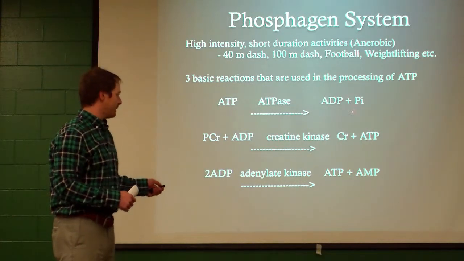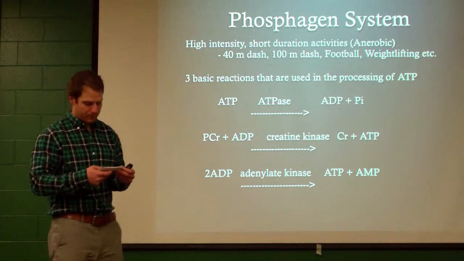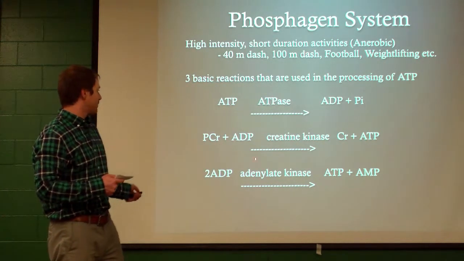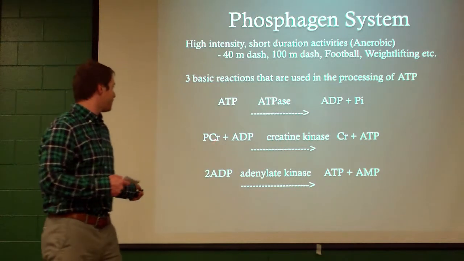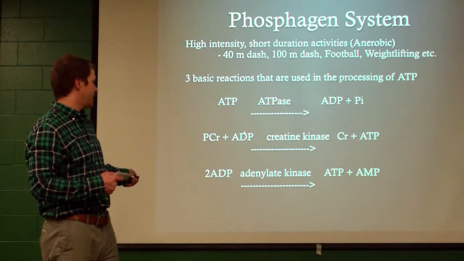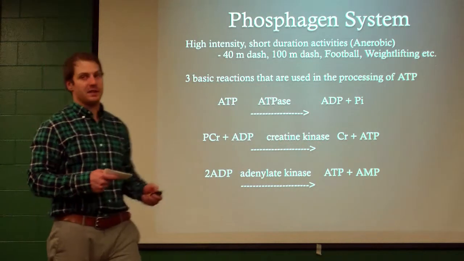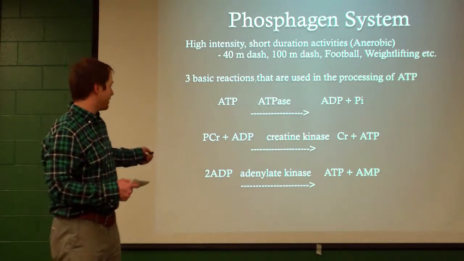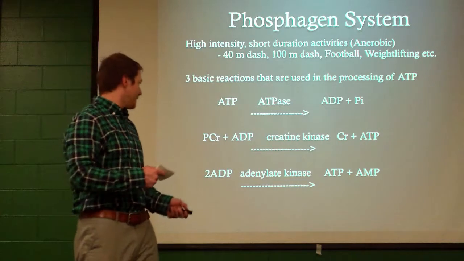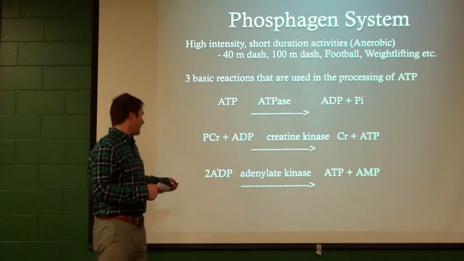One we've already talked about. One is when we couple PCR with ADP, and phosphate and creatine split. Phosphate is then added to ADP, and we have ATP, which can then be used for energy in this equation. And then finally, the third one, we have two ADPs.